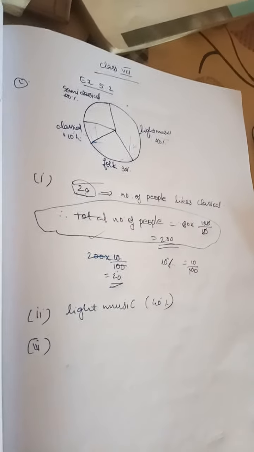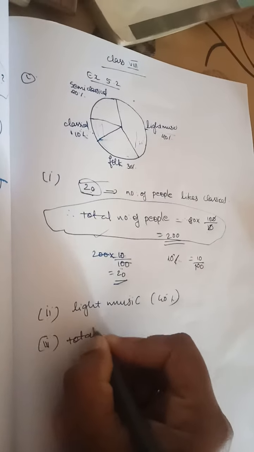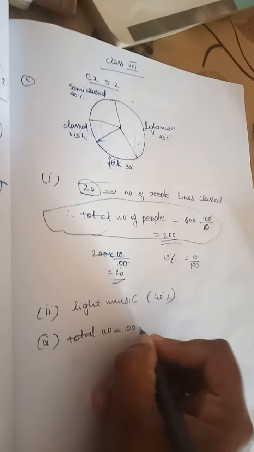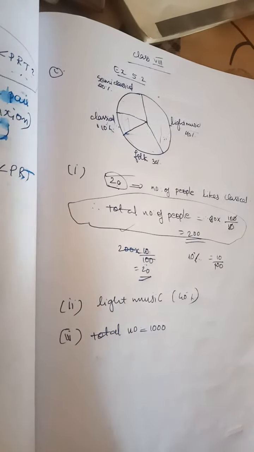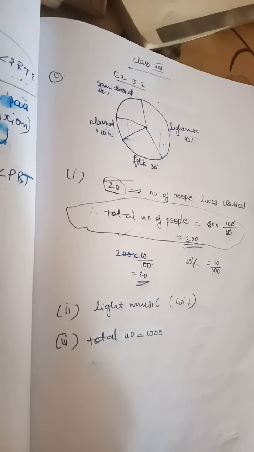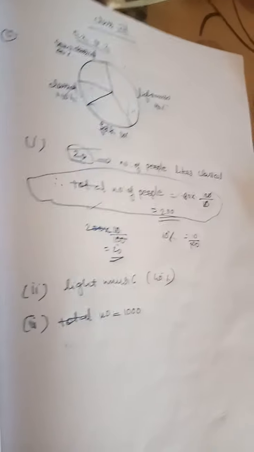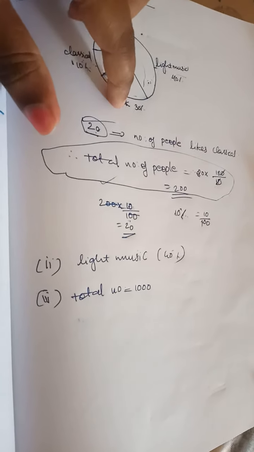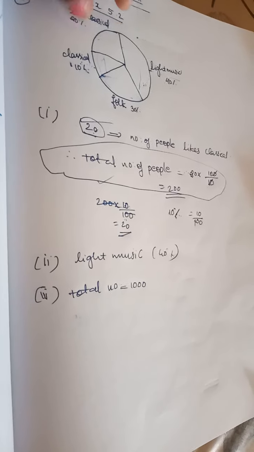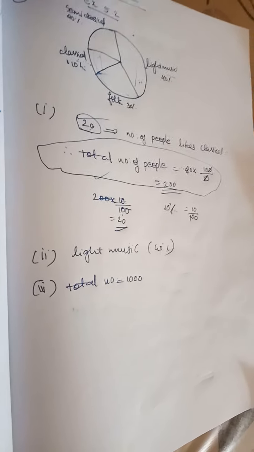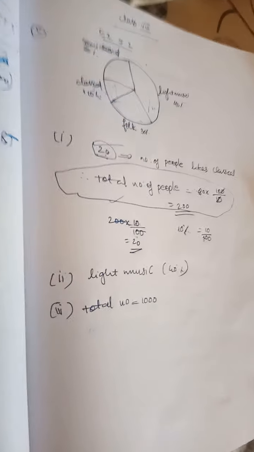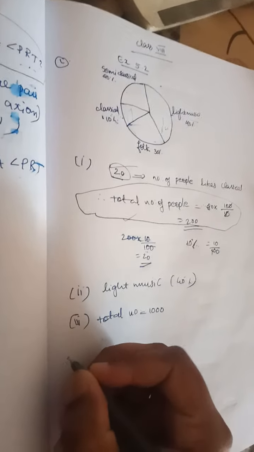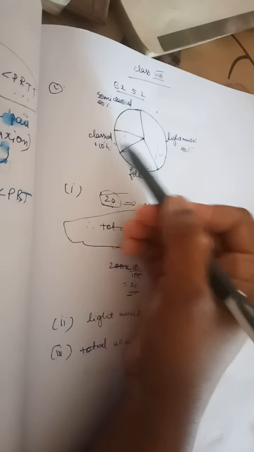Third question: if a cassette company were to make 1000 CDs, the total number of CDs produced is 1000. How many of each type would they make? We have to find how many semi-classical, classical, folk and light music cassettes they make. Semi-classical means 20% of the total number, correct? So we can find out. First I am going to calculate classical music, which is 10%.